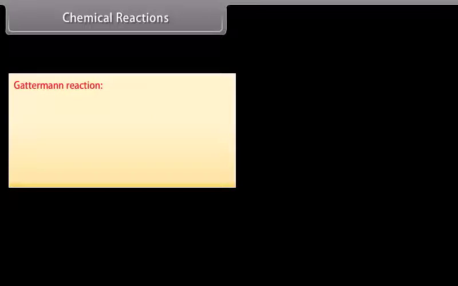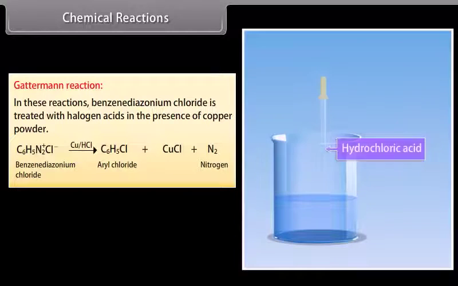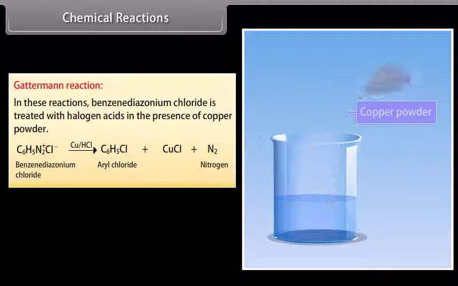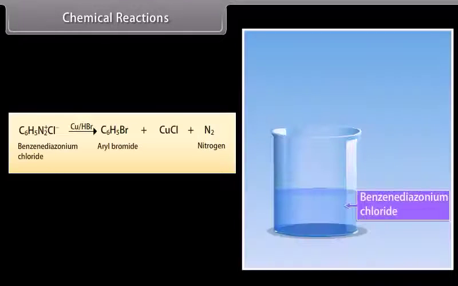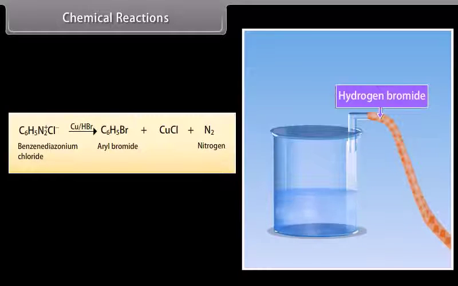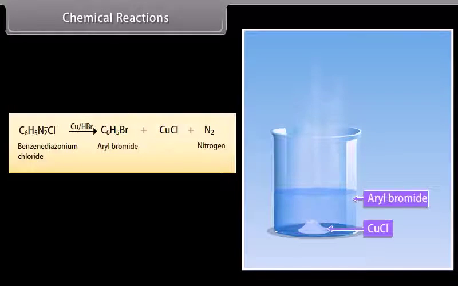Gattermann reaction. In these reactions, benzene diazonium chloride is treated with halogen acids in the presence of copper powder. Benzene diazonium chloride reacts with hydrochloric acid and copper powder, yields aryl chloride, cuprous chloride, and liberates nitrogen gas. Benzene diazonium chloride reacts with hydrogen bromide and copper powder, yields aryl bromide, cuprous chloride, and liberates nitrogen gas.